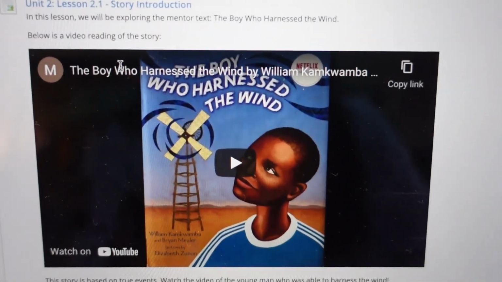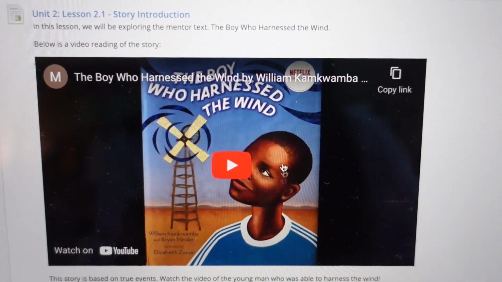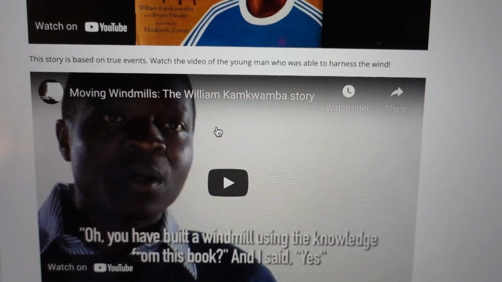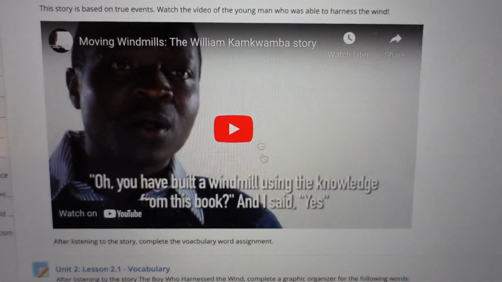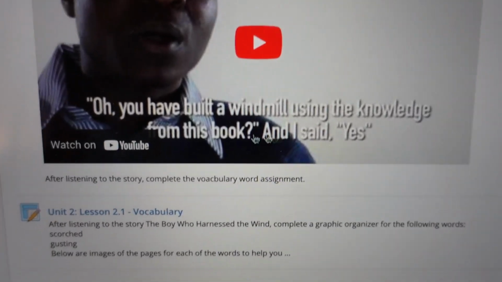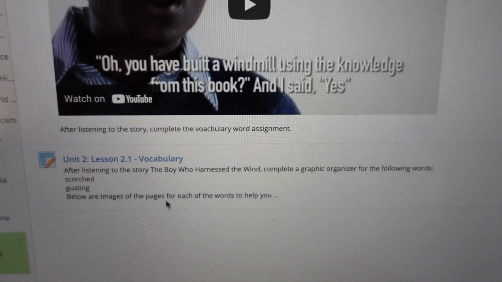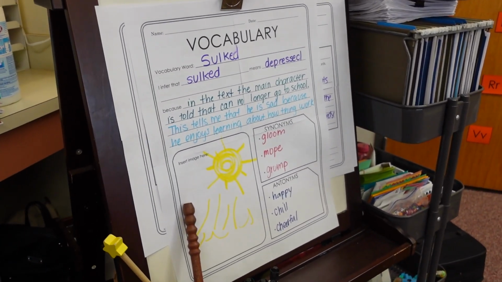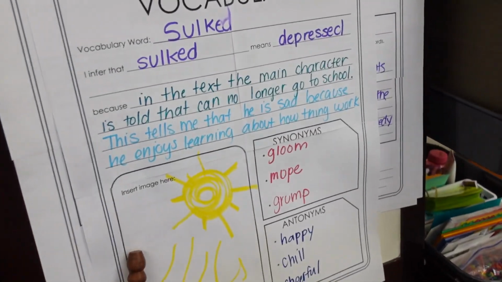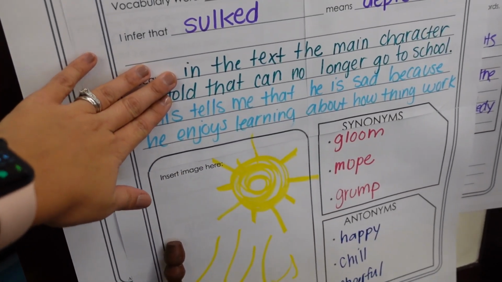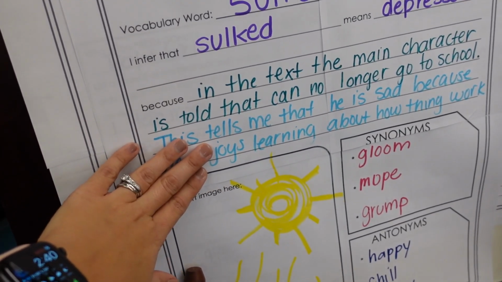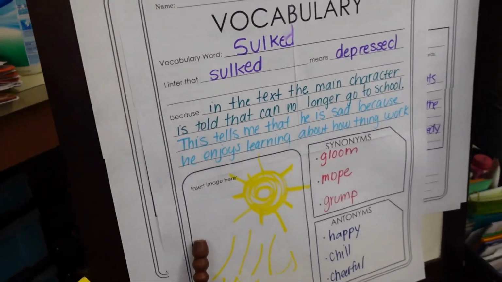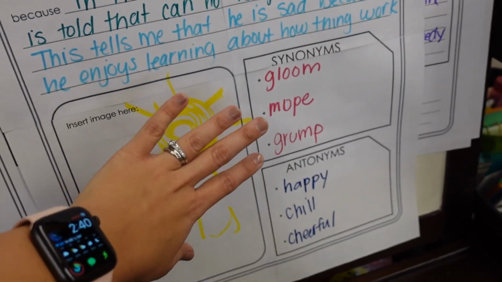Here, students had the book that they can go back and listen to just in case they were absent. I try to post those whenever they're available. Then we got to learn a little bit more about William himself through this little video. Students have their vocabulary that they submit to me here. We also did some practicing, and I did modeling with the word sulked. We looked at the word sulked and talked about how we can pull context clues from the text, and then how we support that by explaining how this context clue helps us understand depressed. The other thing that we do is I have my students look up synonyms and antonyms.